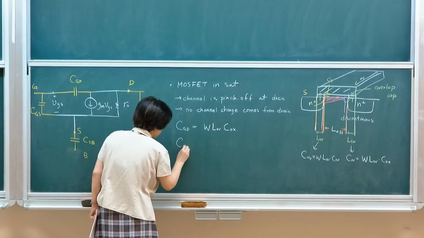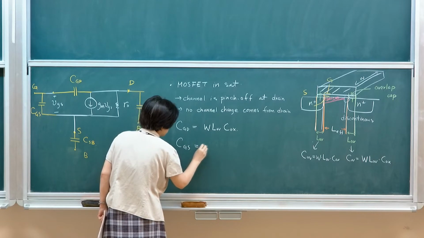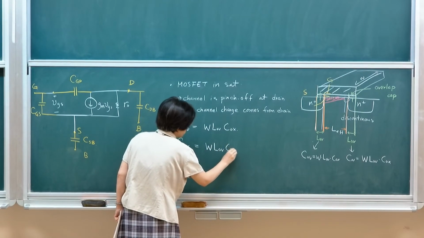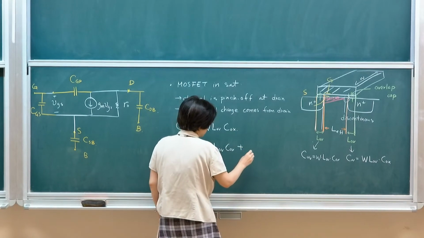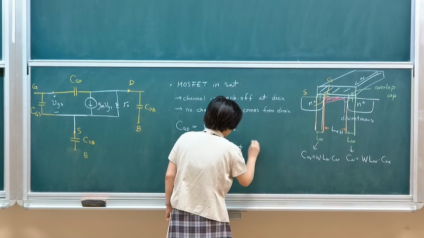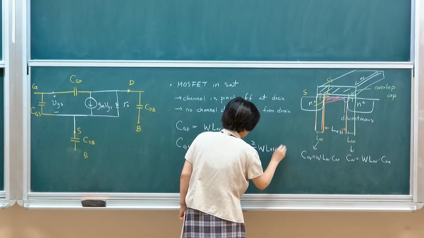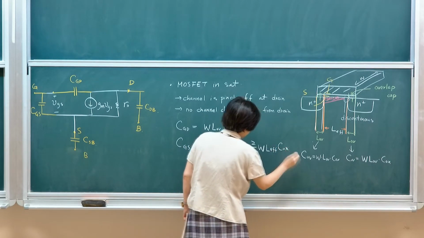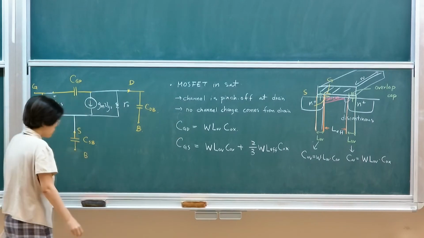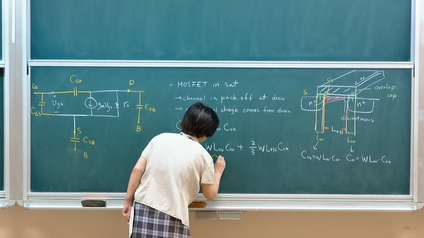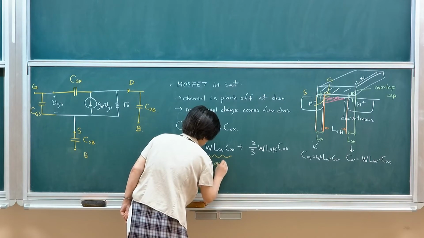But for gate to source, there are two sources. One is that it also has this overlap contribution, plus 2/3 W L effective Cox. Okay? So this is from the overlap region. We still have the overlap region.